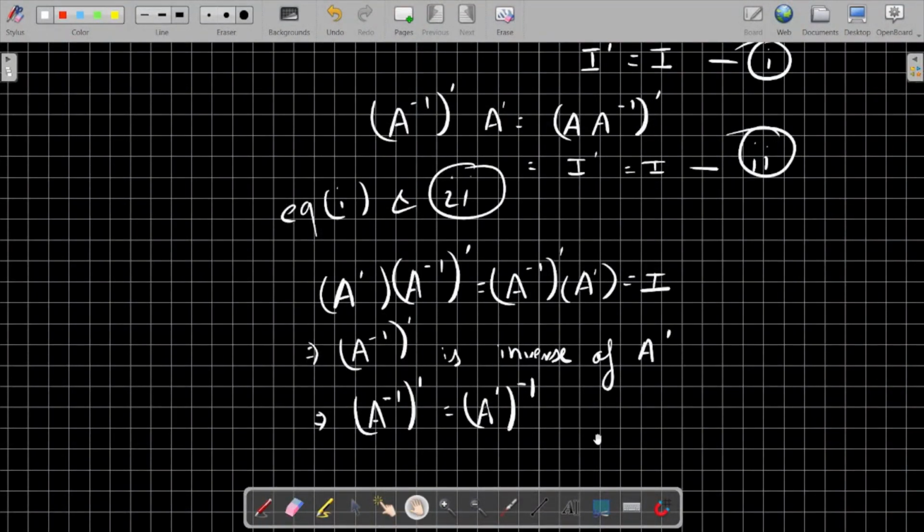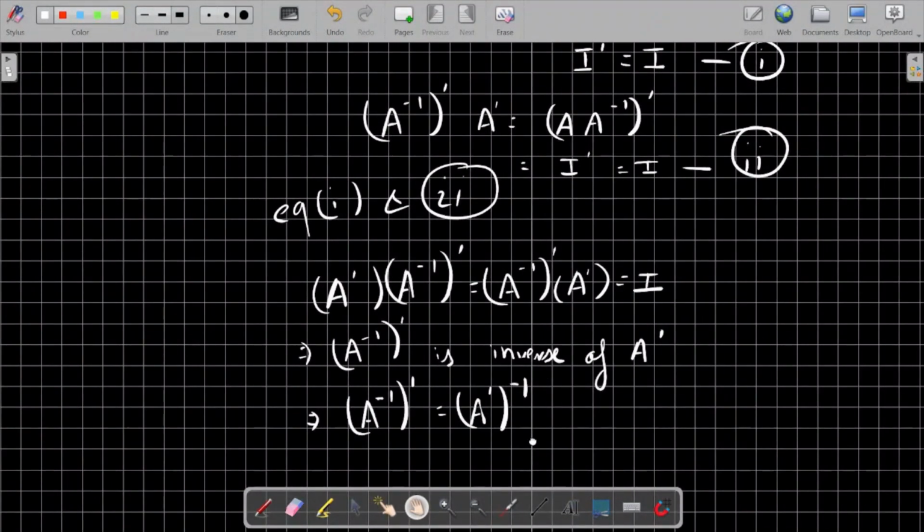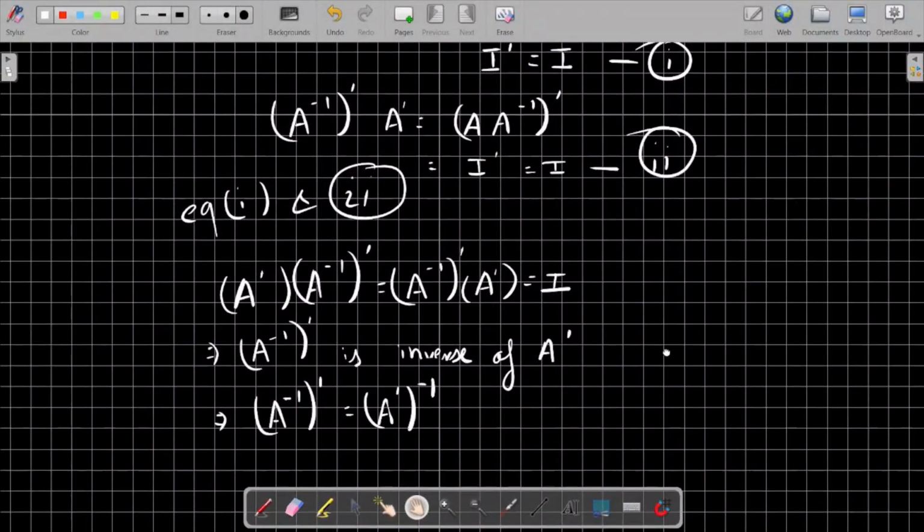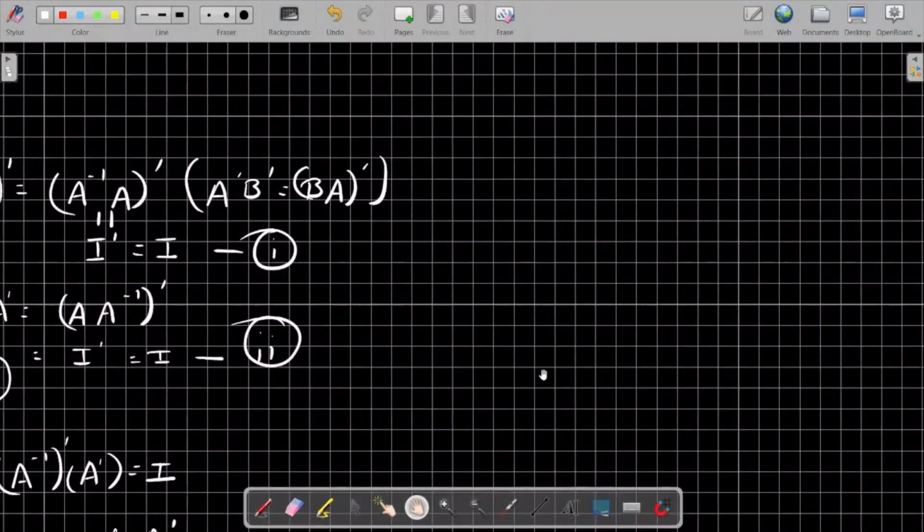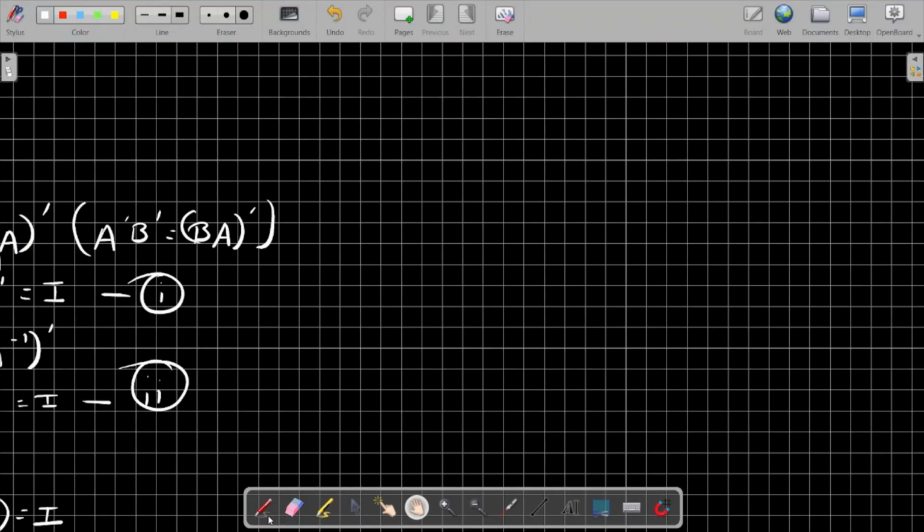Now let's continue to property number 3. Let's write it over here, nice and simple. Property number 3, which says that the inverse of the product of two matrices (AB) inverse is equal to inverse of B into inverse of A.